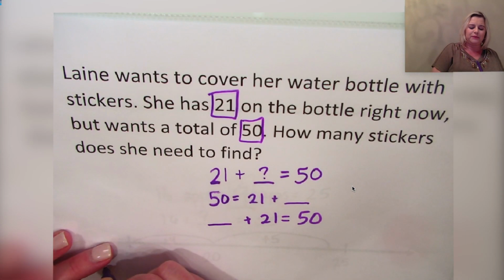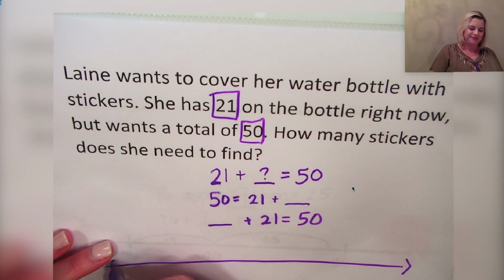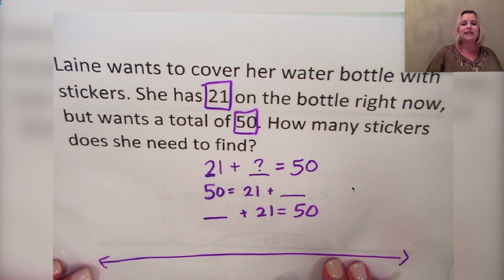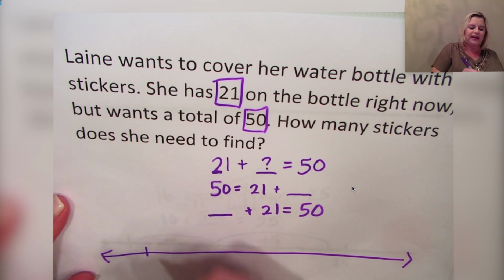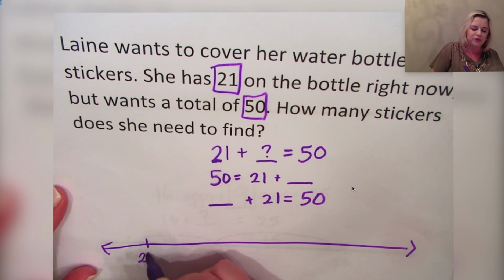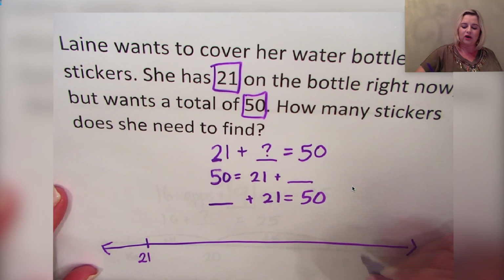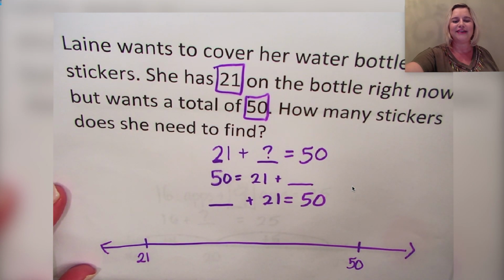Please draw a number line with me. Now, let's label our number line. Where do we want to start? Yes, we're going to put a hash mark and put 21. And we are going all the way to 50. So this is how I'm going to label my number line. Does yours look like this?